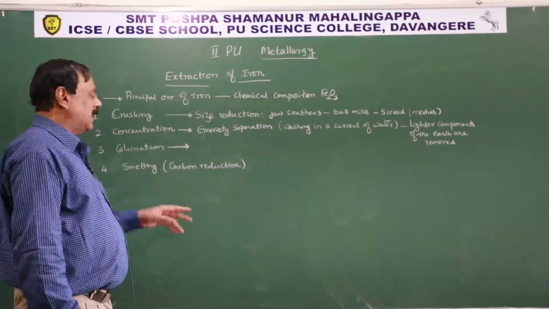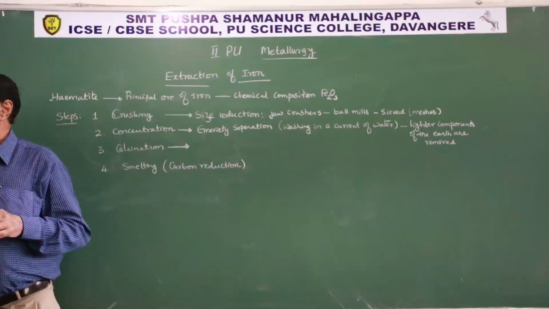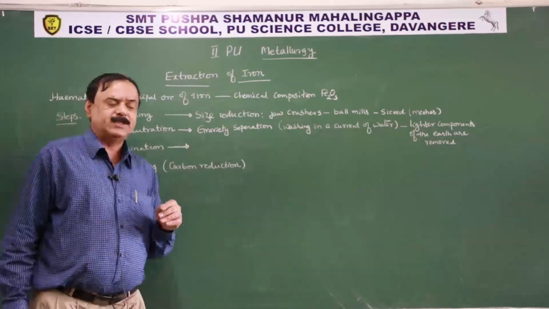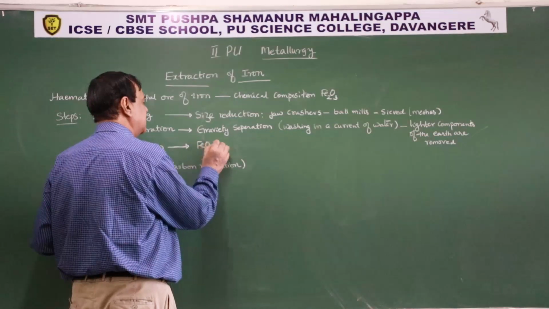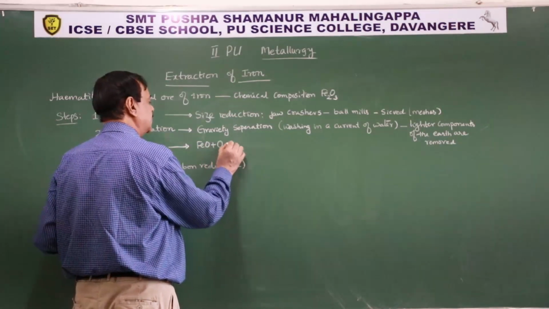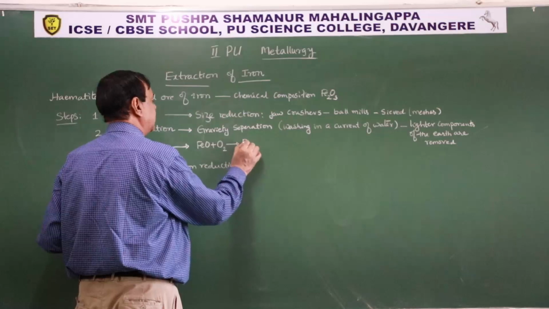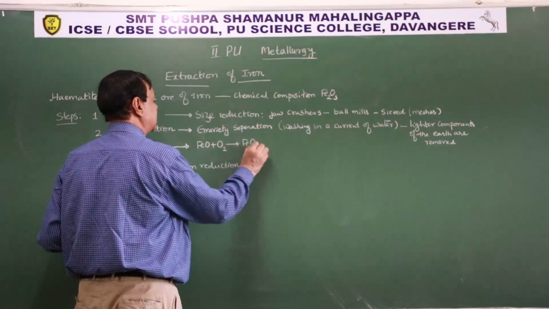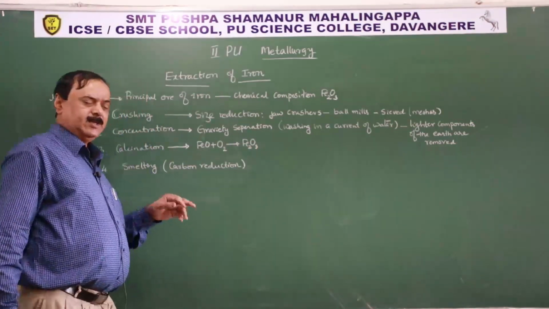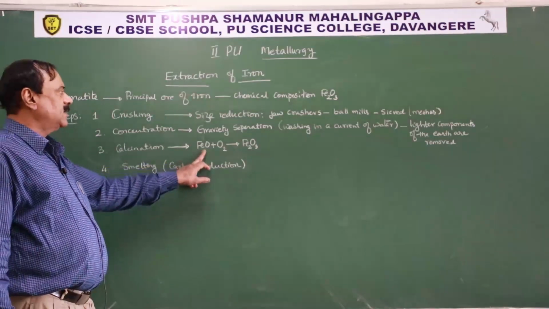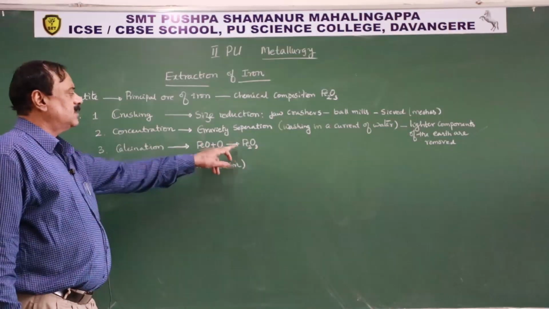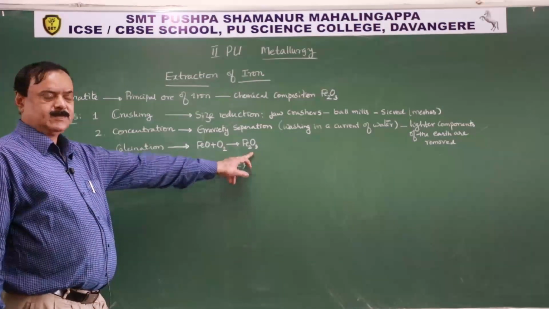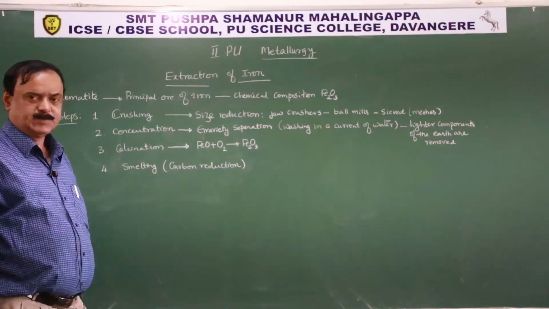Now, in the calcination process, what do you mean by calcination process? During this process, any ferrous oxide, if present, undergoes an oxidation reaction and is converted into ferric oxide. If any small concentration of ferrous oxide is present along with the principal ore, it is oxidized to ferric oxide. That is the objective of the calcination process.